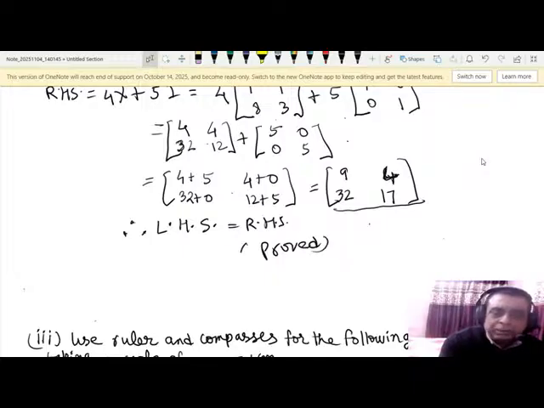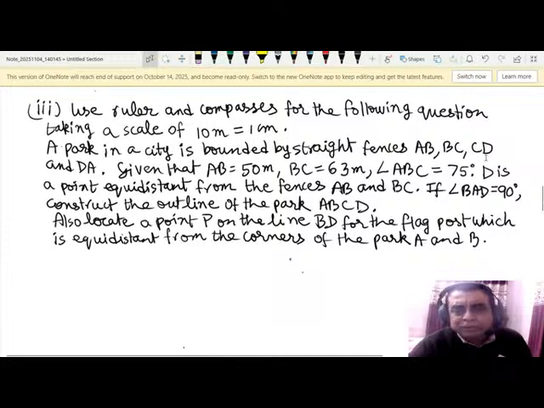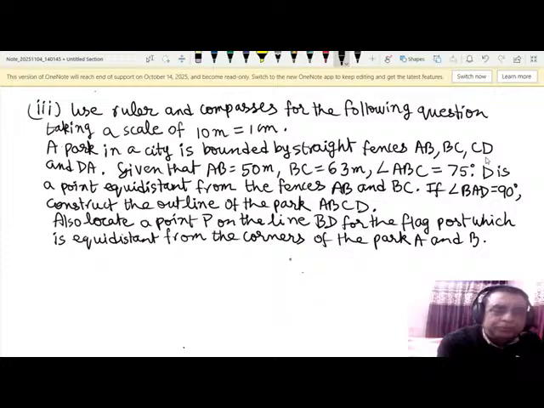Okay. Now the last question of the year, question number 10, which is the last question of this paper. So our paper will be completed. We will be doing some other paper in the next class. So what does the question say?